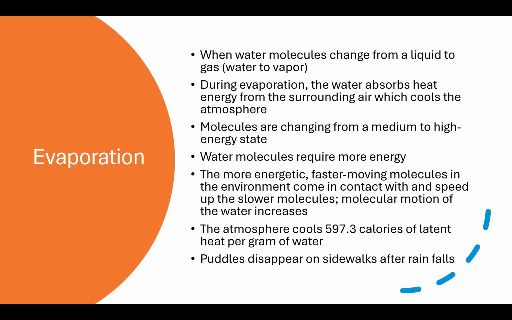And we're going from a liquid to a gas, or to a water vapor, and that's going to result in a transition of energy from a medium to a high energy state. So water molecules are going to require more energy to go from that medium state to the higher energy state, the gas. The more energetic, faster moving molecules in the environment then come in contact with and speed up the slower molecules. So you've got faster moving molecules zipping along in the environment. They come in contact with, and speed up, the slower molecules, and the overall molecular motion of the water is going to increase. The atmosphere is going to cool 597.3 calories of this latent heat per gram of water.